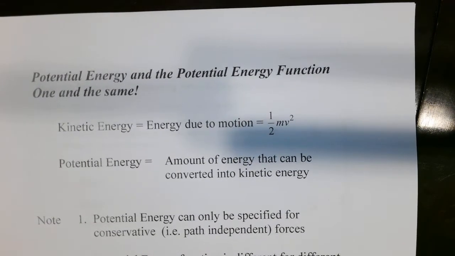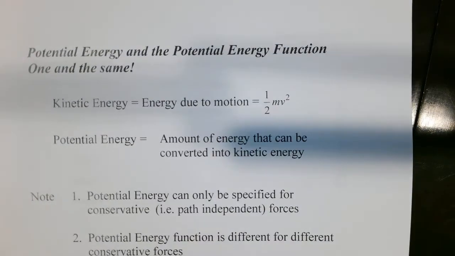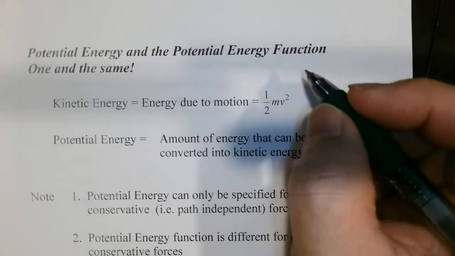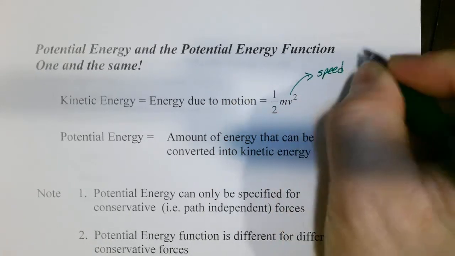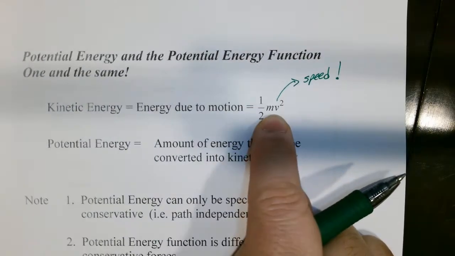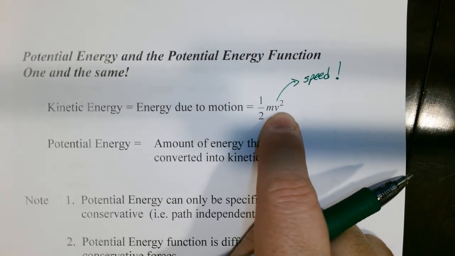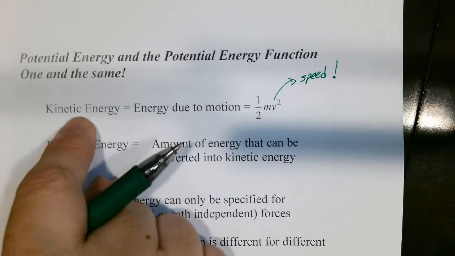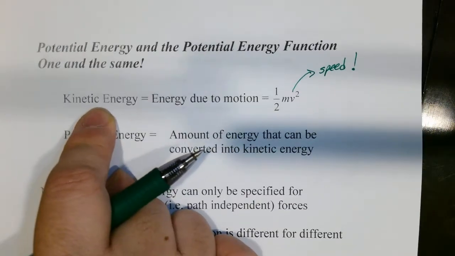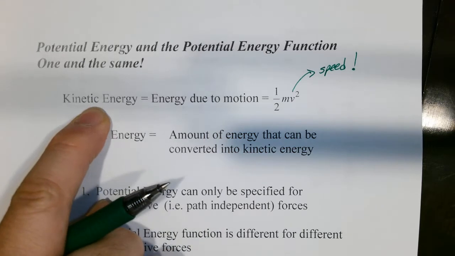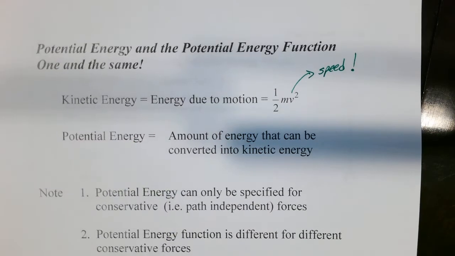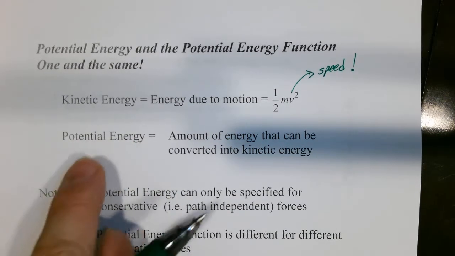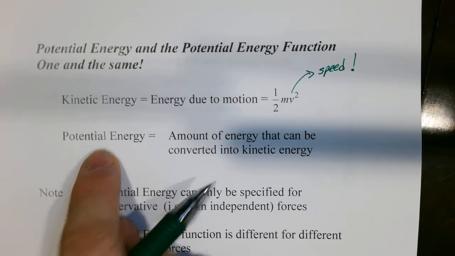Well, we know the kinetic energy equation from last chapter. The kinetic energy is energy due to motion, and kinetic energy is equal to 1/2 mv squared. This v right here is the speed. It doesn't really care about direction because if you square it, you're going to get a positive anyway. And energy itself is a scalar quantity, just like work. When you dot two vectors together, you get a scalar. Energy is also a scalar quantity, so it does not have any direction. Potential energy is also energy, so it does not have any direction.